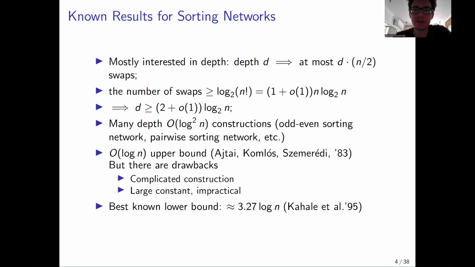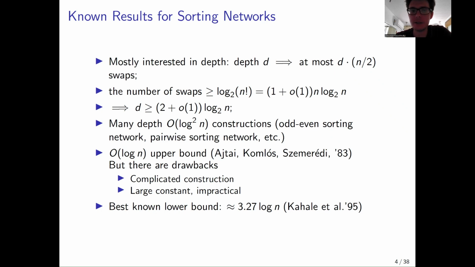Well, we will be mostly interested in the depth. Because if we have depth d, then we know that we do at most d times n over 2 swaps, because in one step we can do at most n over 2 disjoint swaps. And since sorting networks are still comparison-based algorithms, there is a standard information-theoretic lower bound which says that the number of swaps has to be at least binary log of n factorial, which is (1 + o(1)) n binary log of n.